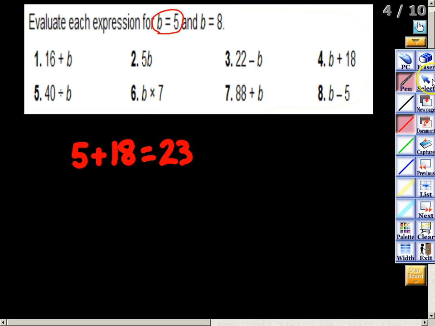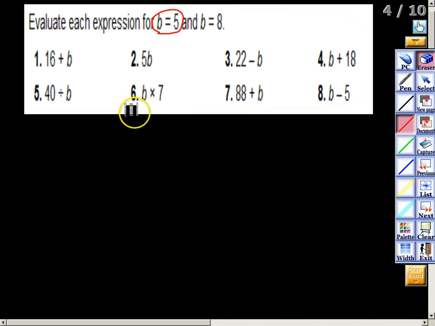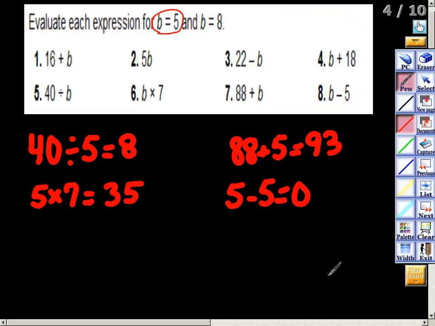Now what I want you to do is pause this video, and I want you to do numbers 5, 6, 7, and 8 at your seats. When you're finished with 5, 6, 7, and 8, I want you to press play, and I will have the answers for you. And remember that the value of the variable b is 5. So complete these problems while you pause the video. When you press play, I will have the answers for you. Pause the video now.